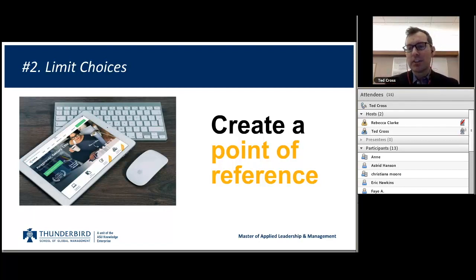Another way to limit choices is to actually put forward a sort of manufactured choice set, and so create a point of reference for people to make decisions, because we all make decisions based off the available point of reference. So whatever point of reference we have, we use it as a comparison point to make decisions and modify our behaviors.